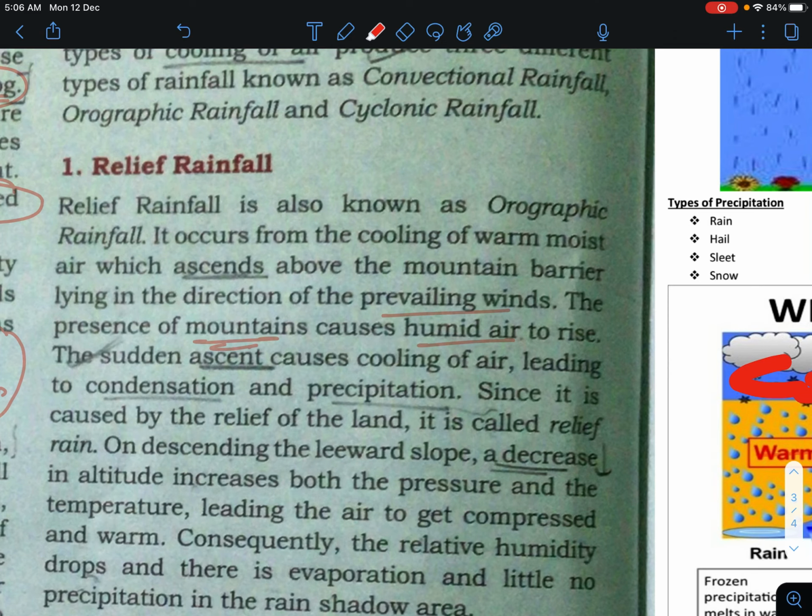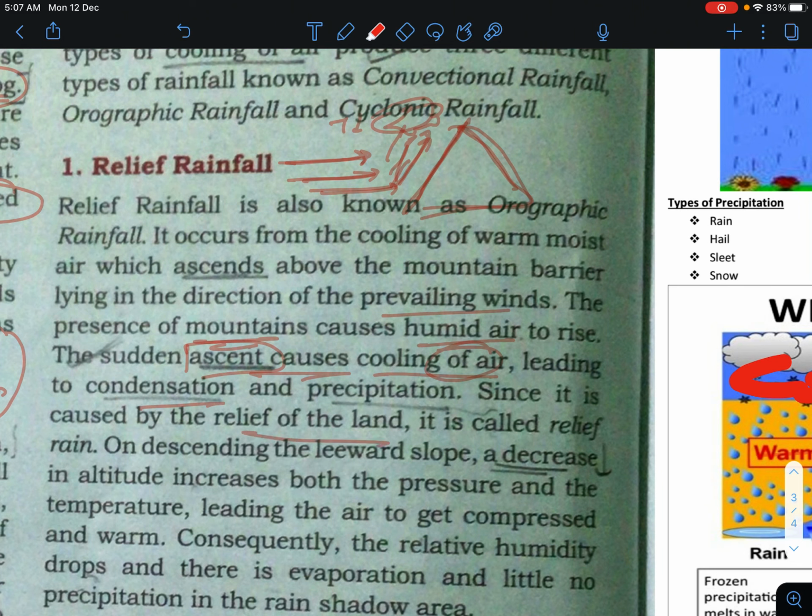Due to the sudden going up, the moist air is going like this. Due to the presence of this mountain, the sudden ascent of air causes the cooling of air. Now are you understanding or not? This is the mountain and the air is going like this. Due to this barrier, the air is going up along the mountain, which causes cooling of air leading to condensation and precipitation. Means the temperature is going to decrease and it will condense and precipitate.